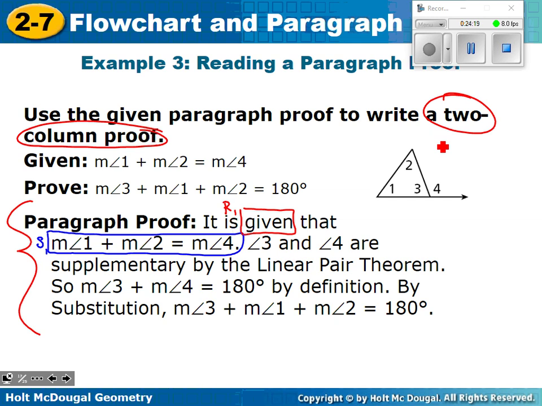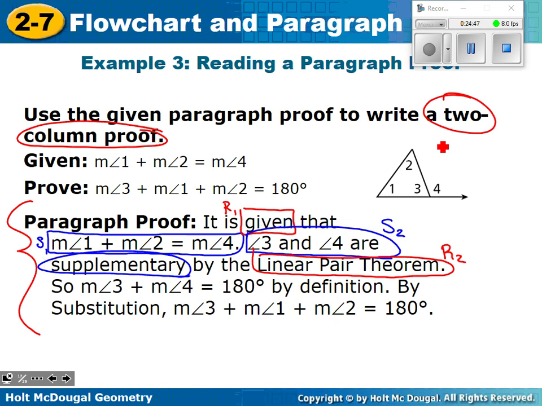So the next one would be angle 3, 4. Okay? So the statement would be angles 3 and 4 are supplementary. So that's going to be our statement 2. What's going to be the reason? Linear pair theorem. So we're going to come over here, statement number 2.